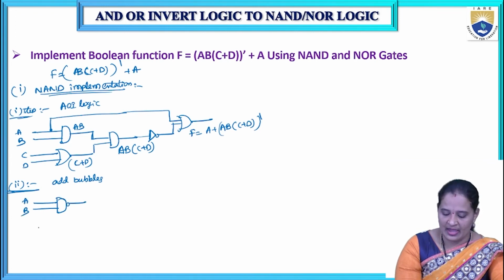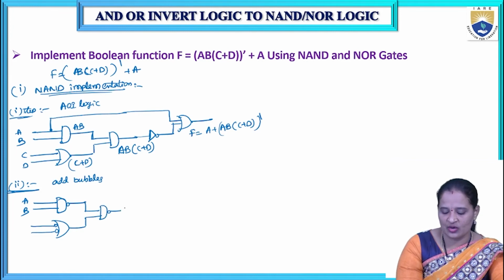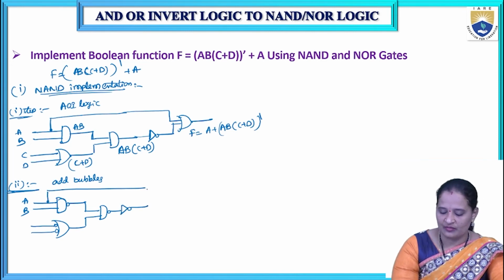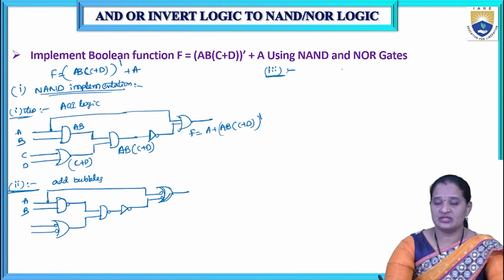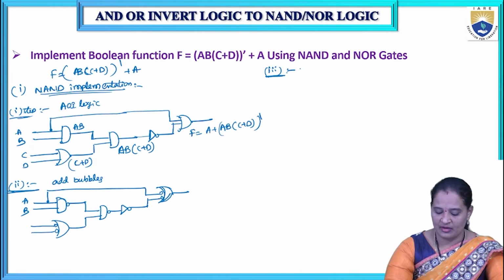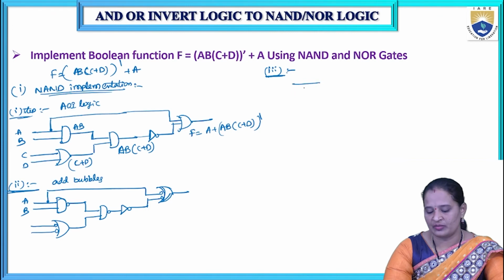So A, B. And then as we have an OR gate here, we are placing the bubble at the input side. And finally we have one more AND gate. So place the bubble at the output side. We have an inverter. Okay. And then we have an OR gate. So we are placing bubble at the input side. Okay. So this is step 2. Coming to step 3. Here we have to place inverters on each line that has received a bubble. So this line did not receive any bubble here. So no need to place an inverter.